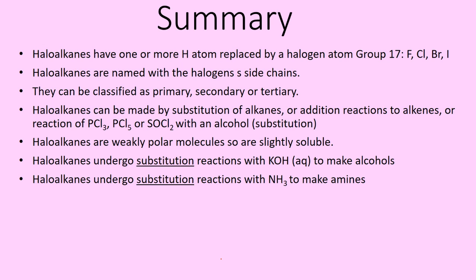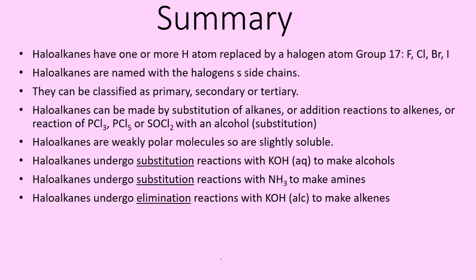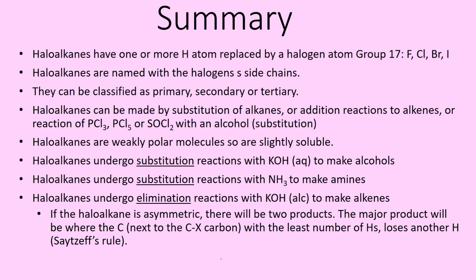They undergo substitution reactions with concentrated ammonia, and they undergo elimination reactions with alcoholic potassium hydroxide to make alkenes. And just remember, if the haloalkane is asymmetric, there will be 2 products possible, and the major product will be where the carbon next to the halogen carbon with the least number of hydrogens is most likely to lose another hydrogen, and that is known as Zaitsev's rule. So there'll be a major product and a minor product. And so that's all you need to know about haloalkanes.